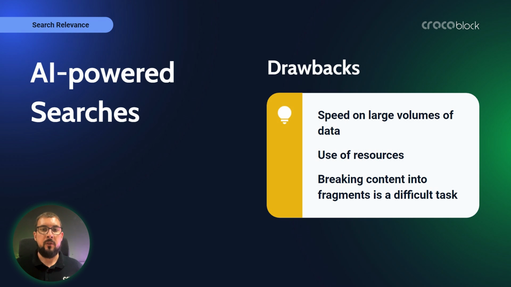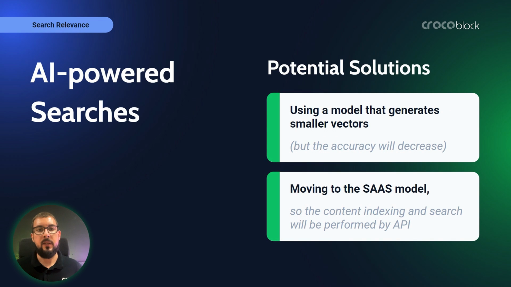And there are potential solutions for these problems, at least in theory. I'm talking about creating a product ready to be used by clients. To make it possible, we have to sacrifice something. So the first solution is using not the Embeddings API by OpenAI, but another model that does the same thing but generates smaller vectors. So it would need fewer resources and will be processed faster. But the accuracy will be lower, because the smaller the vector, the higher the chance of matching the search request accidentally.